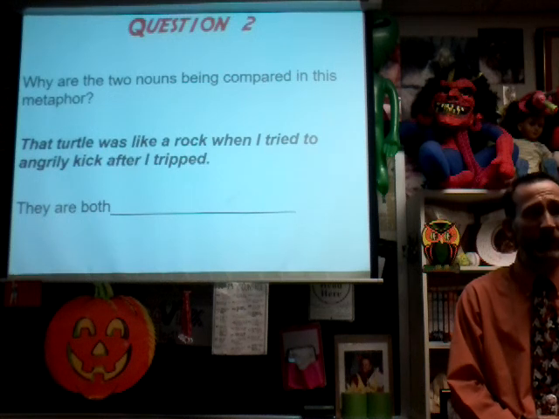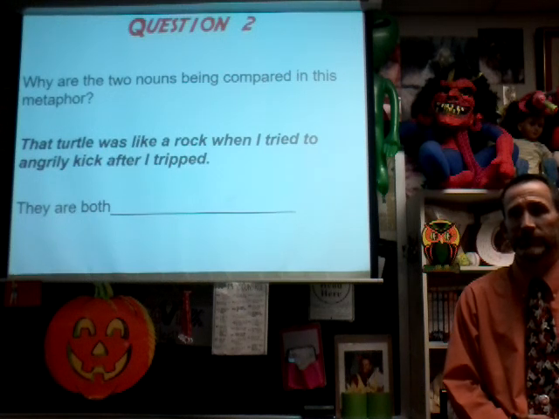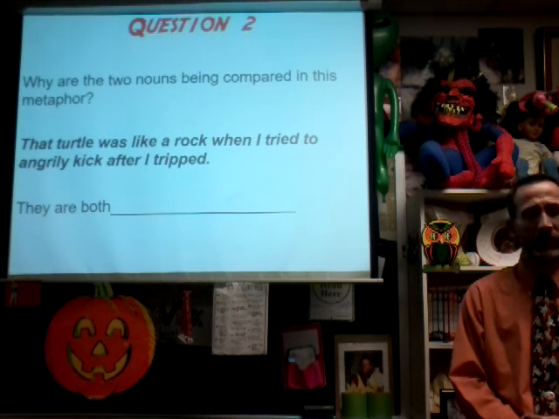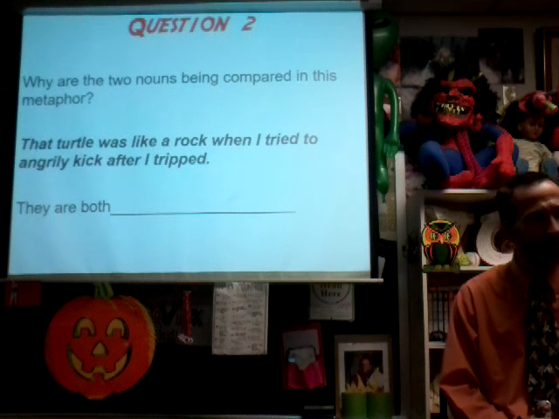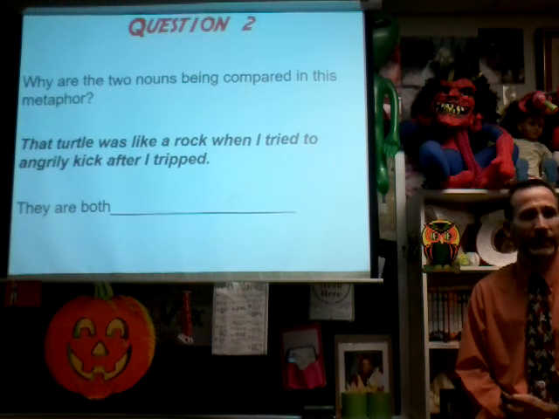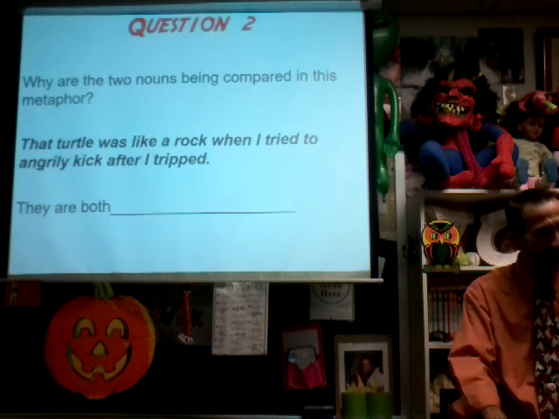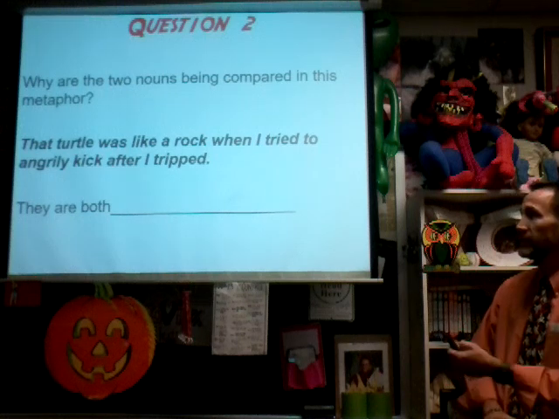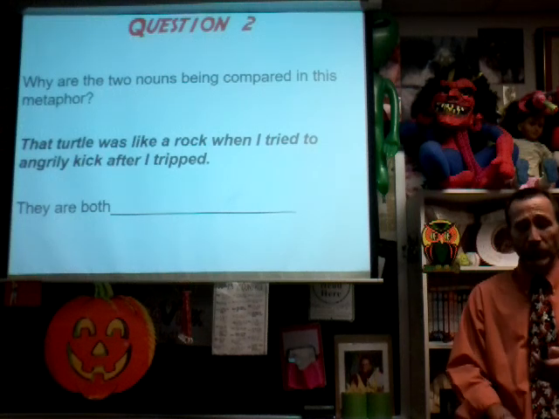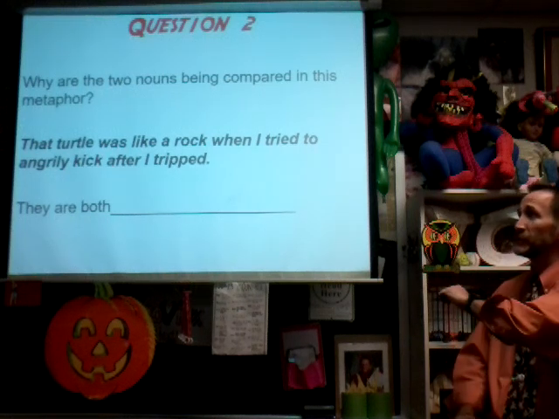Why are we comparing those two things? Because they're both upside down. They're both heavy. They're both hard. Now, how can a rock be upside down? It's just like saying, how can a turtle be upside down? It has legs. Exactly. Rocks don't have legs. When you have to think it through like that, that's when we're starting to have issues.